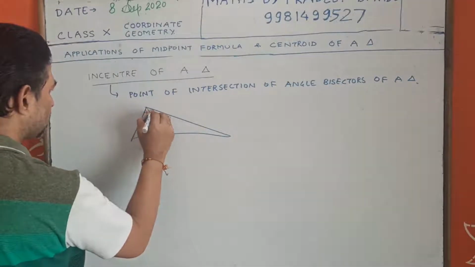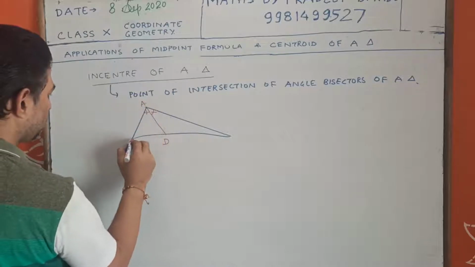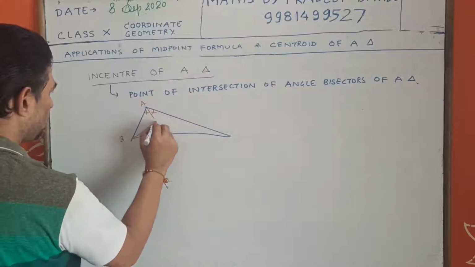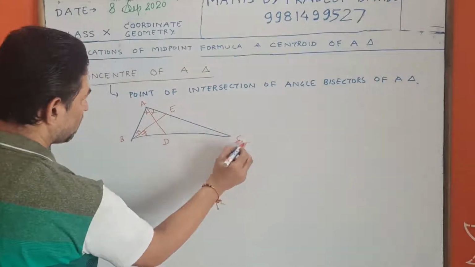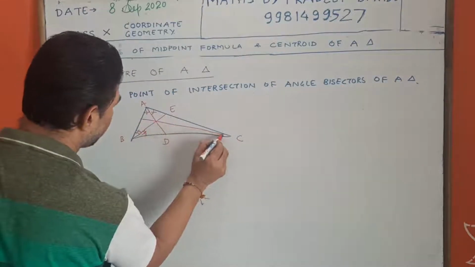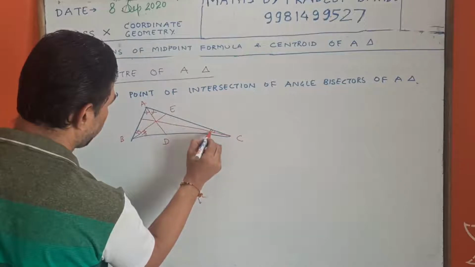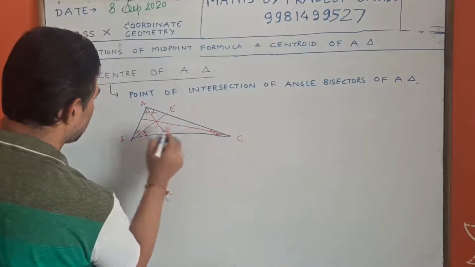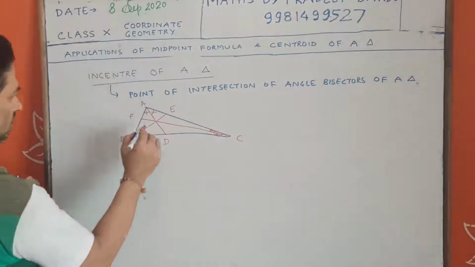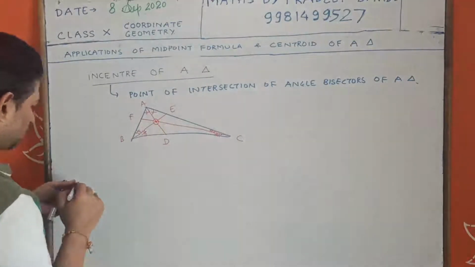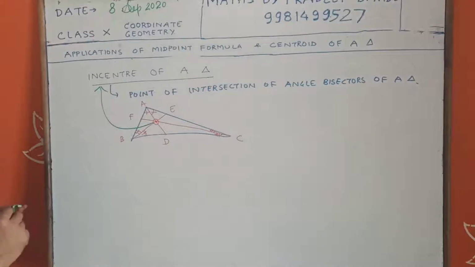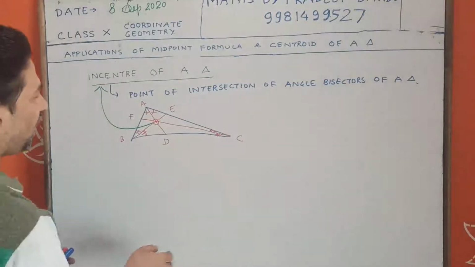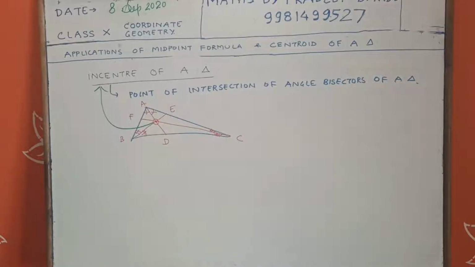AD is the bisector of angle A, BE is the bisector of angle B, CF is the bisector of angle C. This point is known as the incenter of the triangle. The point of intersection of the angle bisectors of a triangle is known as the incenter of a triangle.